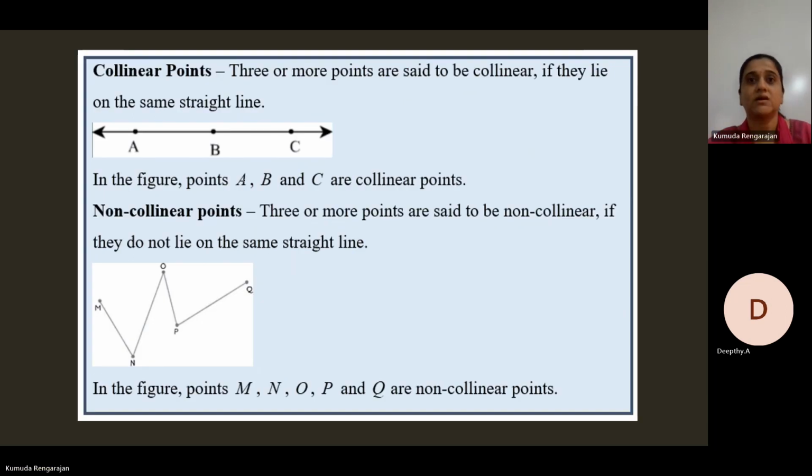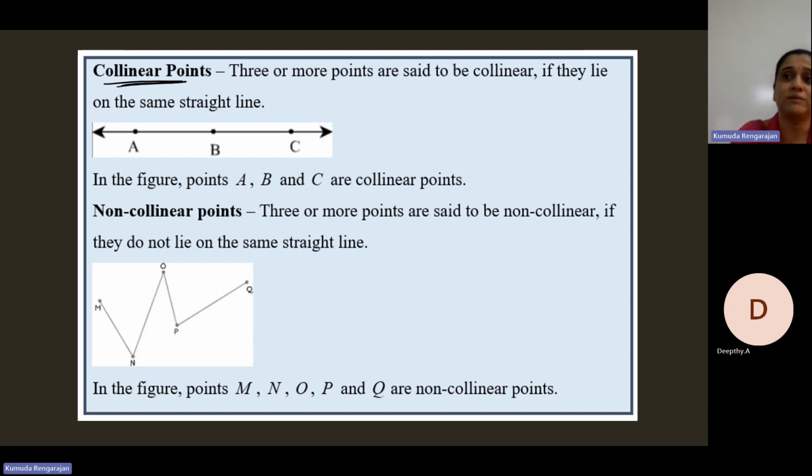Collinear points. Now, when can we use this term collinear points? Only when you have 3 or more than 3 points. The term collinear points is not used for 2 points. This term cannot be used for 2 points. When you have 2 points in a plane, you cannot use this term.